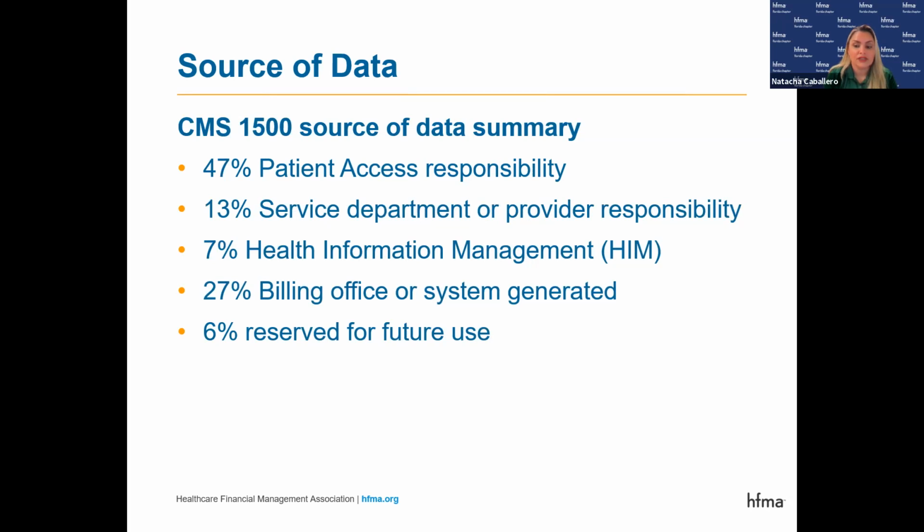CMS 1500 source of data summary. 53% patient access responsibility, and that would be 30 items. 14% service department or provider responsibility, and that's 8 items. 7% health information management, HIM, and that's 4 items. And then 26% billing office or system generated, and that's about 15 items.